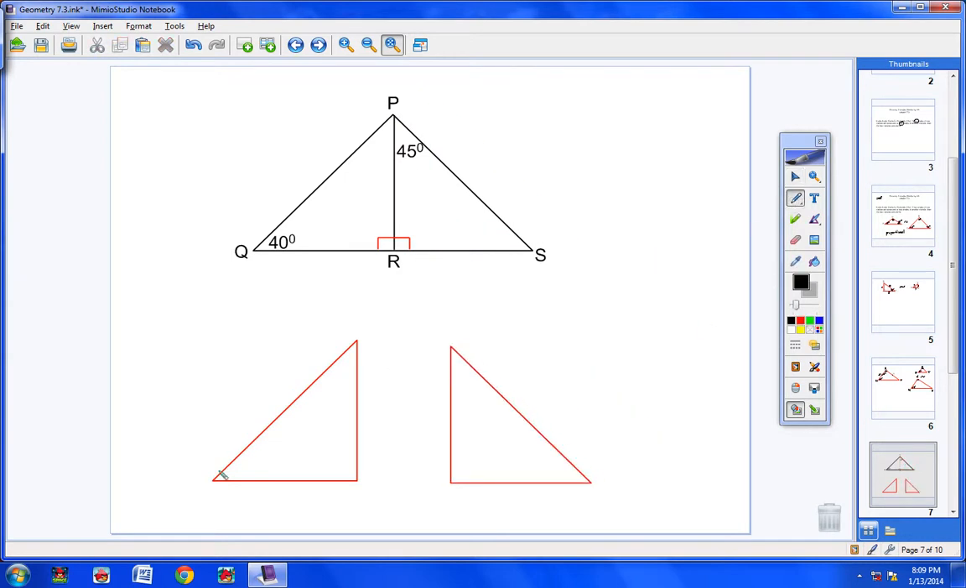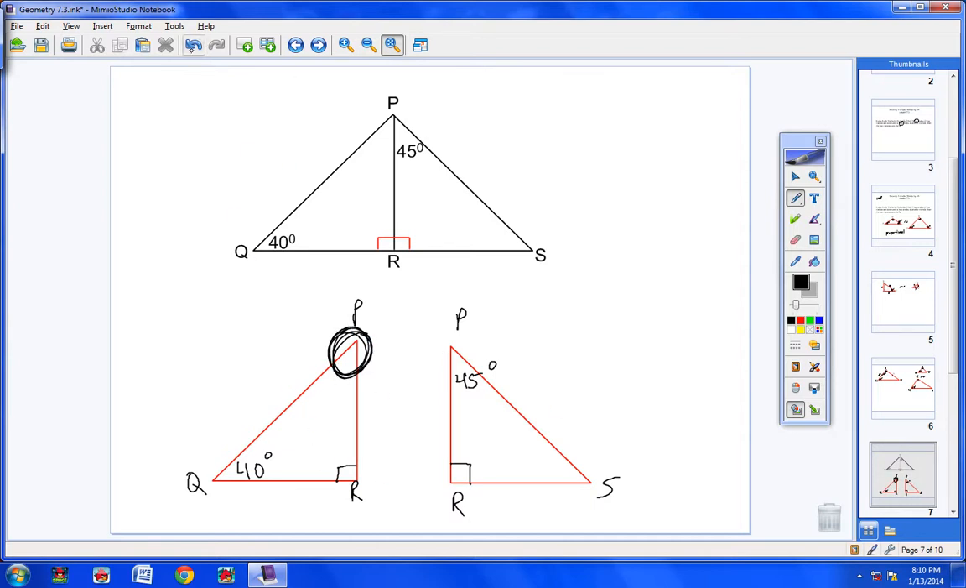All right, so this is triangle QPR, and this is triangle PSR. Now we know we have a right angle here. We know we have a right angle here. We know this is 40 degrees, and we know this is 45 degrees. Now, right away, we can see that a right angle here is congruent to a right angle here. That's fine. But then we have 40 and 45, so I'm thinking, well, hold on. Let's find this third angle right here, and maybe that'll show that the two triangles are similar.